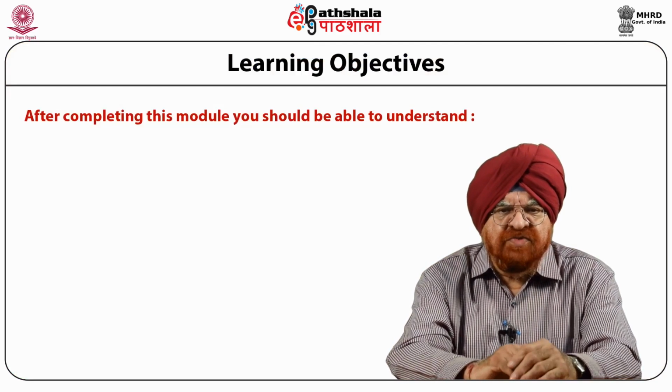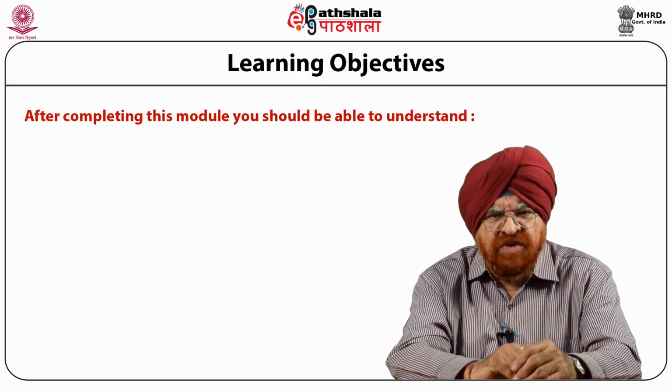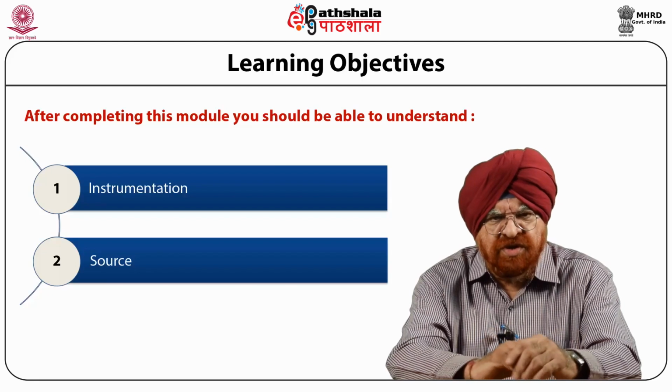Today we are going to discuss the module Electron Spectroscopy for Chemical Analysis, abbreviated as ESCA, and we shall be dealing with the instrumentation part in this module, which comes under the paper of Surface Analytical Techniques Part 1. When you complete this module, you should be able to understand the introduction, the instrumentation involved, and the sources used for this study.